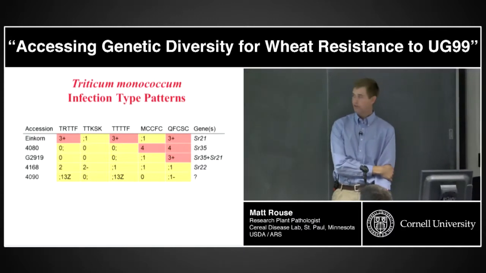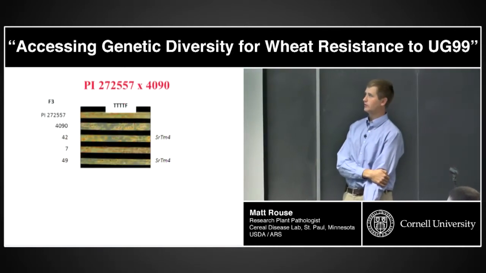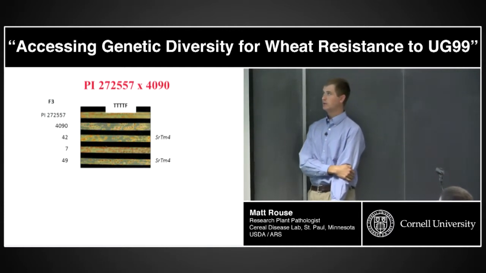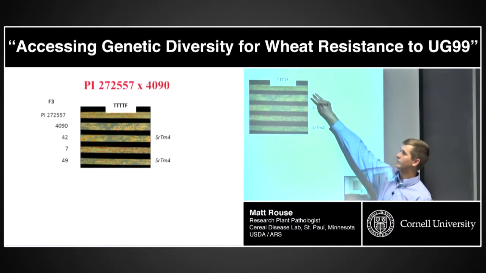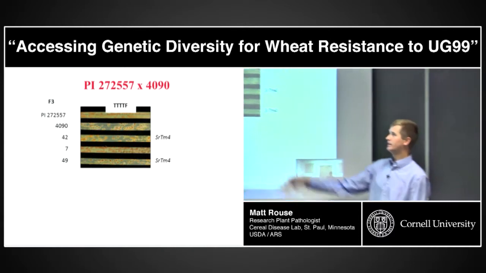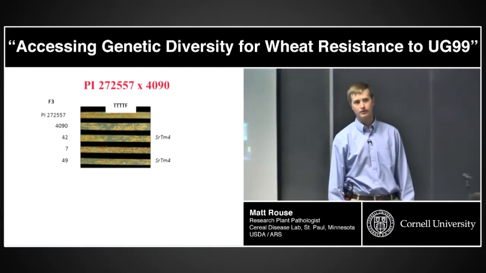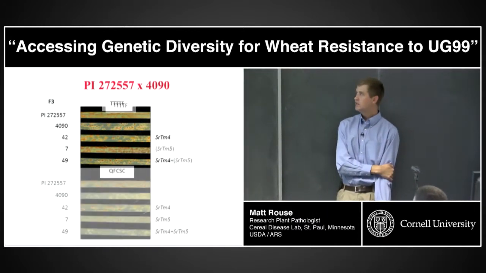So after the initial screening, we selected several accessions to make populations, and here's just one of those populations in Triticum monococcum. And you can see the parents up here, and the resistant parent showing this kind of intermediate response. And then in the progeny, you see some that have the resistance gene and some that don't. And so for this particular gene, it was inherited as a single recessive gene.